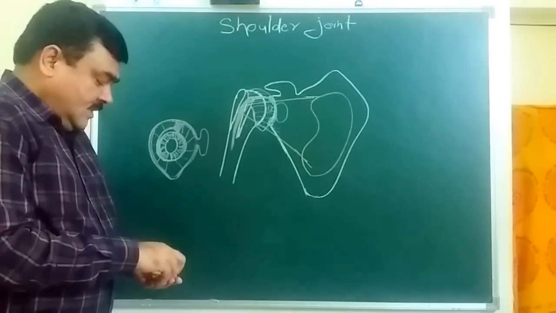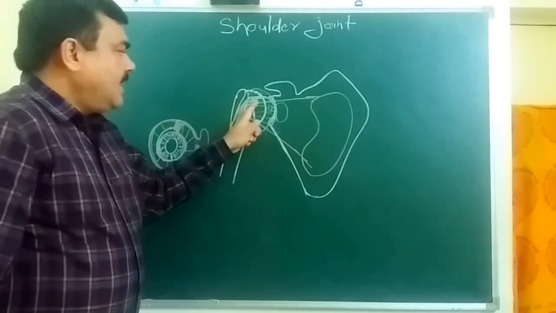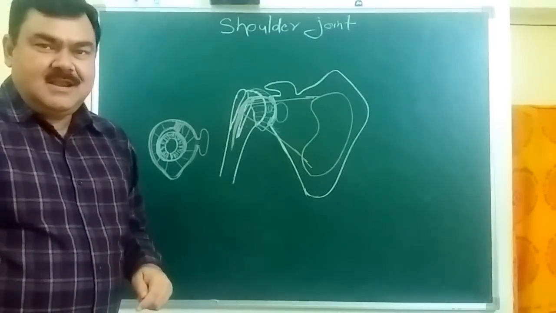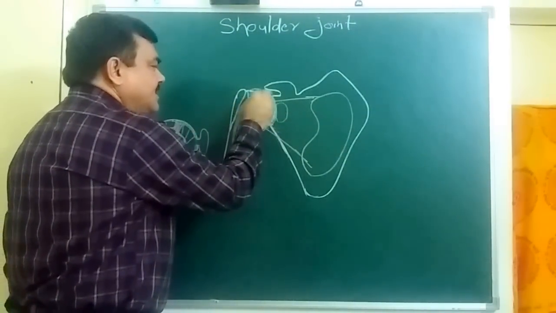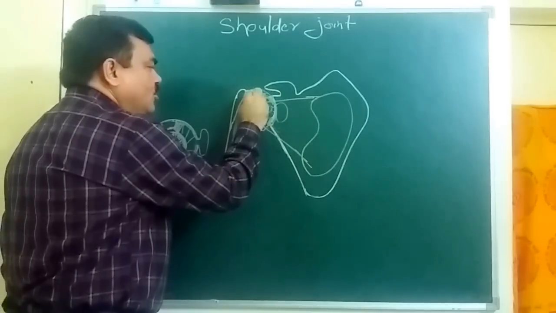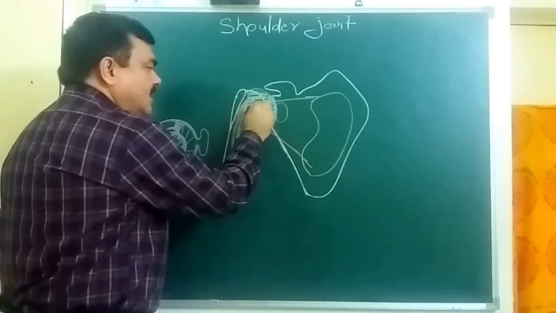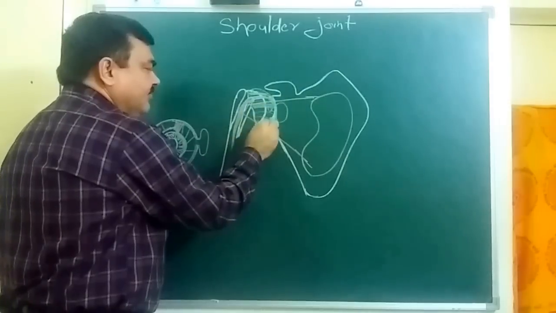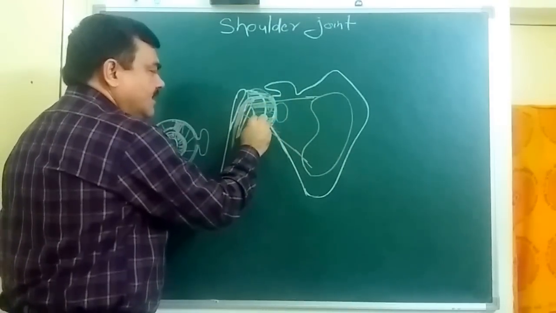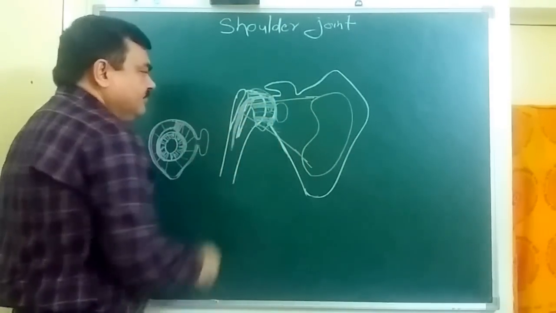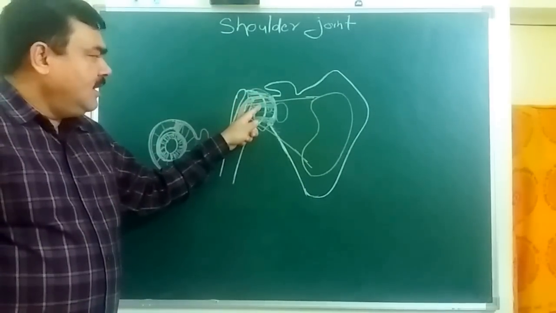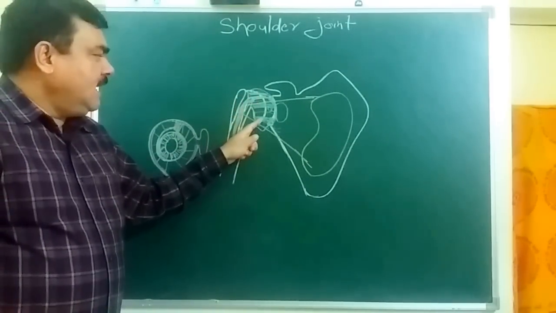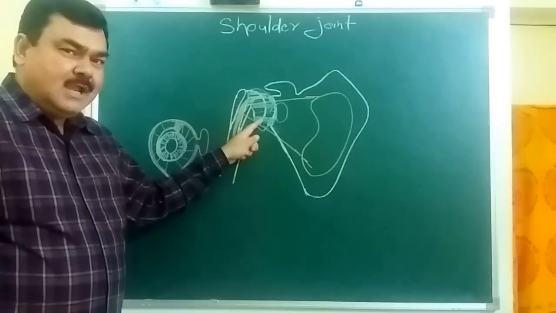Now, this capsule is anteriorly reinforced by 3 ligaments. Here is one ligament, that is the glenohumeral ligament. So it is the superior glenohumeral ligament, middle glenohumeral ligament, and inferior glenohumeral ligament.